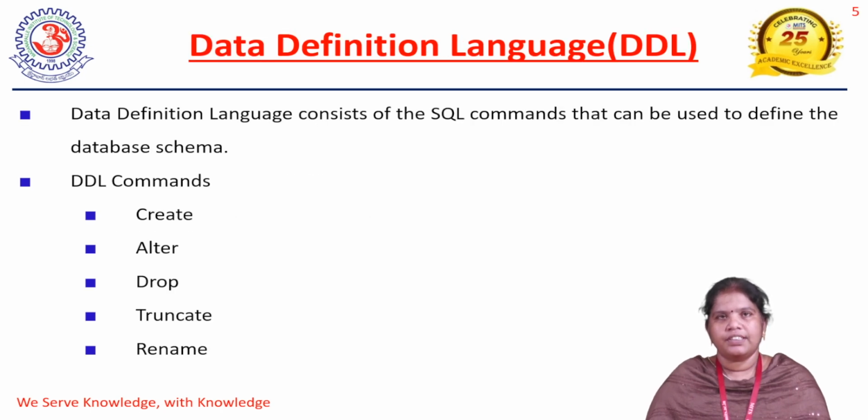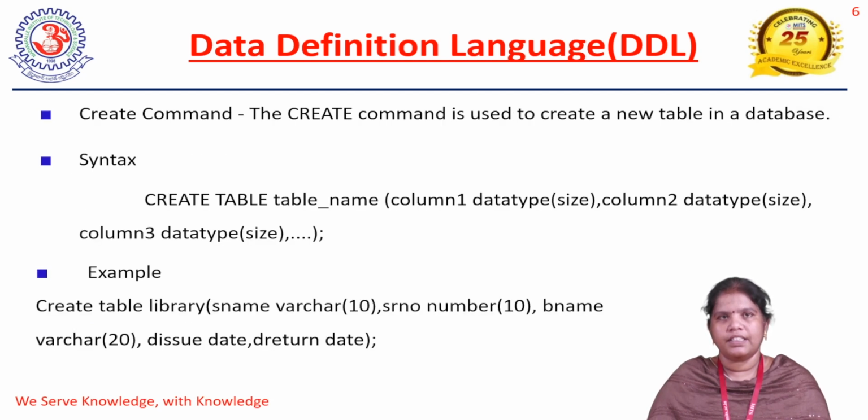So we are going to see about data definition language. Data definition language is used to define the database schema. The commands are create table, alter table, drop table, truncate and rename. First we will see create table. The create command is used to create a new table in the database.